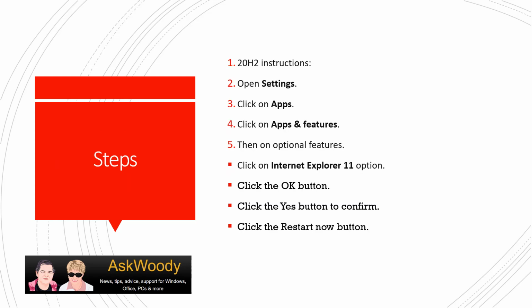This is specific to the 20H2 version of Windows 10. They all do similar kinds of things. You go into Settings, and then to Apps, and then to Apps and Features. From here it slightly changes depending on the versions. If you have 1909, it may be a little different. But on a 20H2, you go into Optional Features, click on Internet Explorer 11, click to remove it, and restart the machine. And I'll show you what I mean.